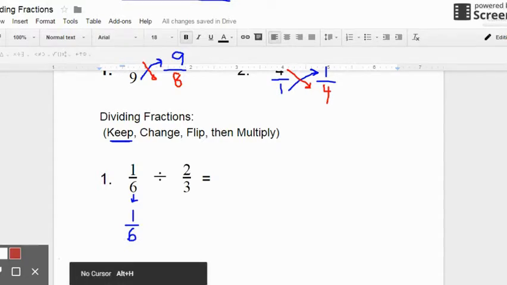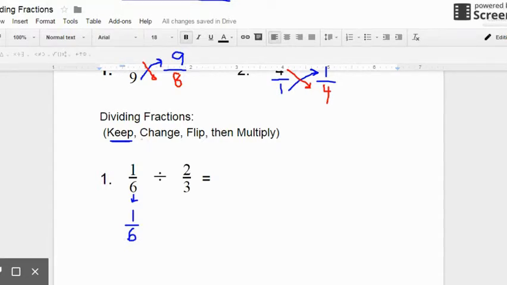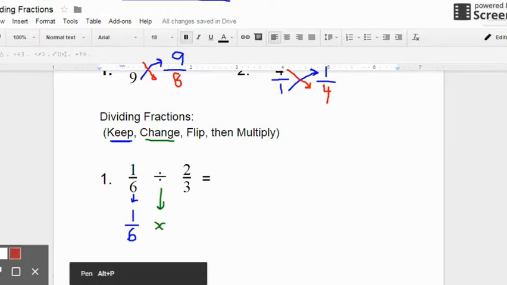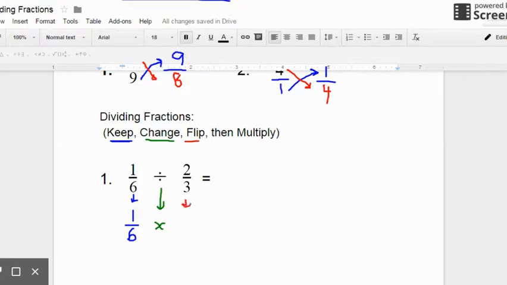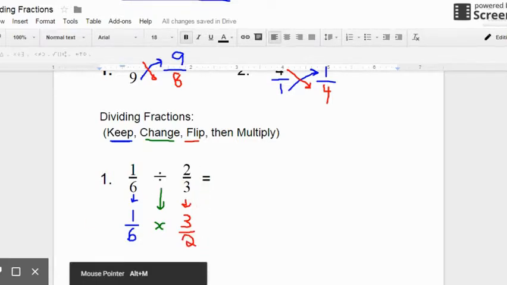We don't want to change anything. The first fraction stays. Step 2 says to change the operation. We're going to change this to multiplication. And step 1, we're going to flip, or take the reciprocal of, the second fraction. So the 3 becomes the top, and the 2 becomes the bottom. You can see the 2 and the 3 just change places. Step 1 is to take the reciprocal. Step 2 is to change. Step 3 is we follow the rules of multiplication.